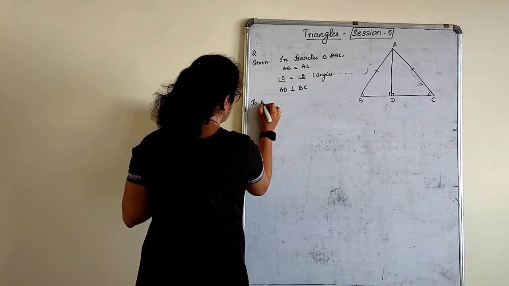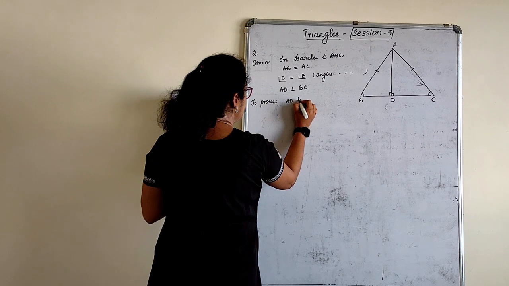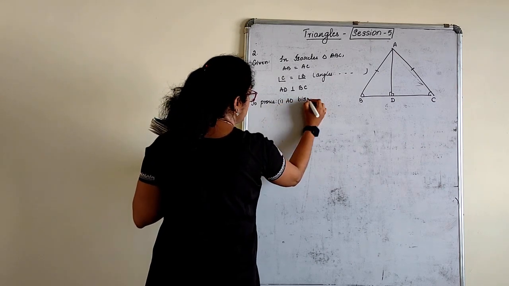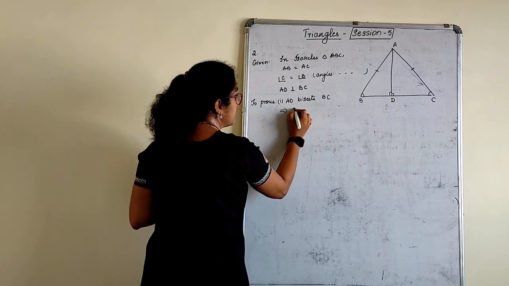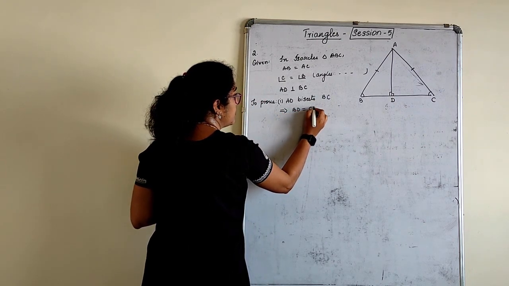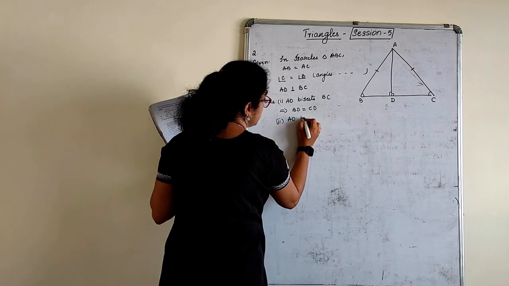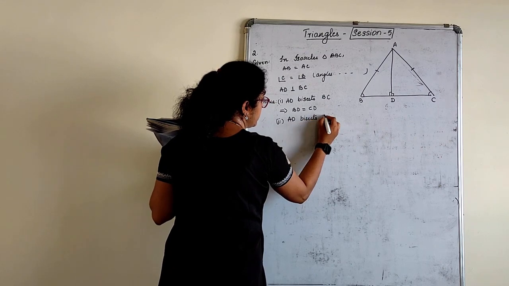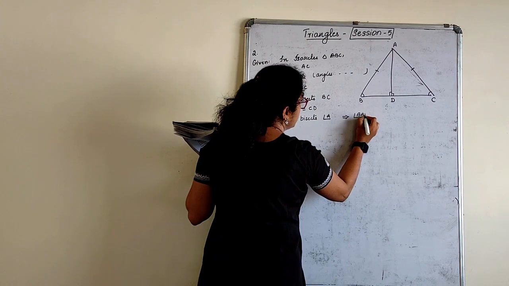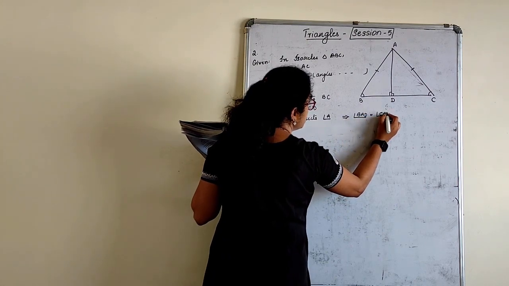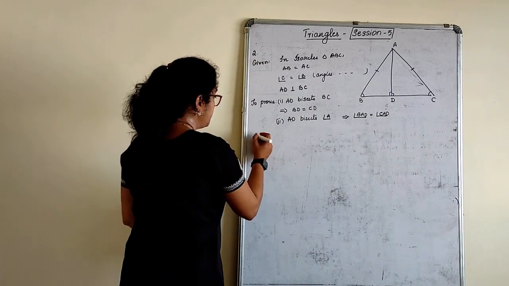To prove what they have asked, AD bisects BC, that is BD is equal to CD. What is the second part? AD bisects angle A. What do you mean by this? Angle BAD is equal to angle CAD. Angular bisector it is. AD bisects angle A. We'll start with the proof now.